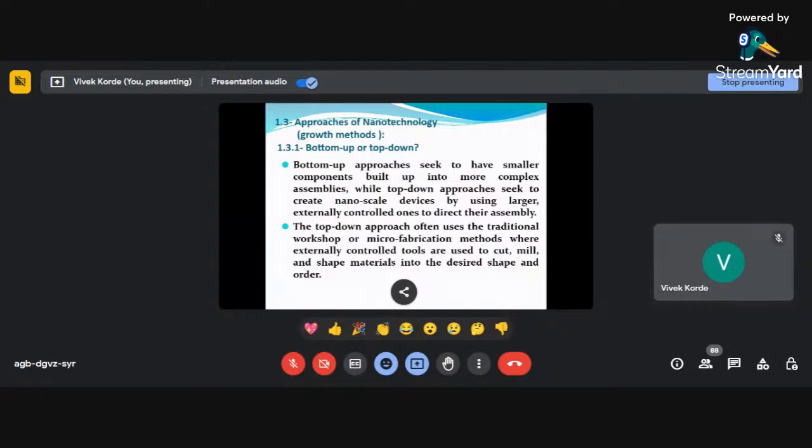That means we can deposit thin films, or you can directly design some units in the form of nanoscale there. That is called the top-down approach. The top-down approach often uses the traditional workshop or microfabrication methods wherever externally controlled tools are used to cut, mill, and shape materials into the desired shape and order. That means the patterning of material. If suppose we want to create a repeated structure of some squares, of suppose 4 nanometer square structures, we have to put them in a periodic array, we can generate like that also. So that is called the controlled top-down approach to create nano devices, and that is applicable in sensors and you can say fuel cells.